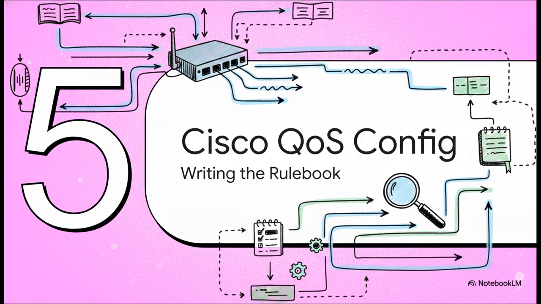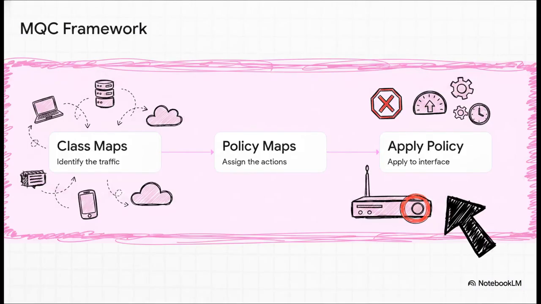And finally, Section 5, Cisco QoS Configuration, Writing the Rulebook. All right, let's bring all this theory into the real world and see exactly how you'd write the rulebook on a Cisco router. Cisco uses a brilliant modular framework called MQC, and it maps perfectly to the journey we've just been on. It's a simple 3-step process. First, we define class maps to actually identify the traffic. Second, we define policy maps to tell the router what actions to take on those classes. And third, we just apply that policy map to the interface door.